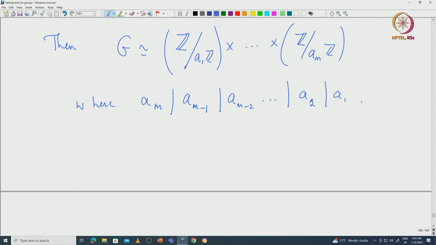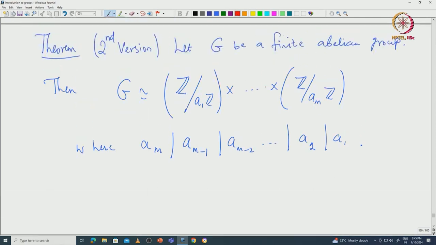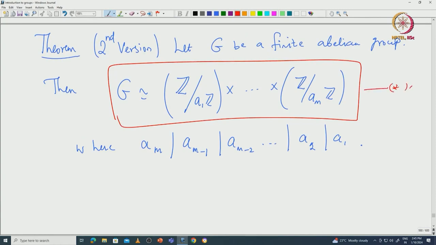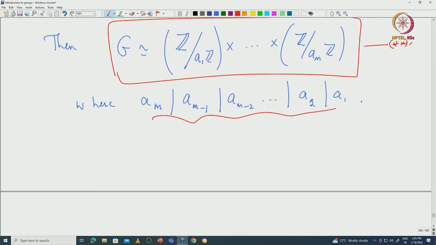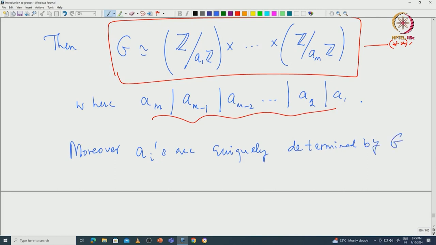If you call this star, and this one double star, this property is very important. Moreover, these AIs are uniquely determined by G with this condition. You will be able to rearrange the prime power orders so that you can write AM divides AM minus 1 and so on, A2 divides A1.